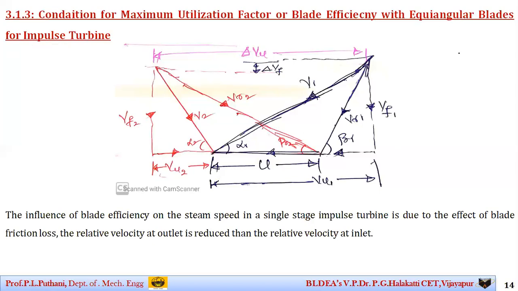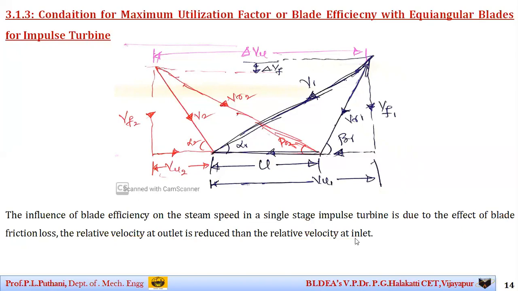Now, you can see here in the picture we have a combined velocity triangle, where, as I have already told you, the blue colored arrow lines represent the inlet velocity triangle, whereas the red colored nomenclature and arrow lines represent the outlet velocity triangle. Generally, the main influence on the blade efficiency of the steam speed in a single stage turbine is mainly due to the effect of blade friction loss, and the relative velocity at the outlet is reduced relative to the relative velocity at the inlet. So using this concept, we start the analysis.